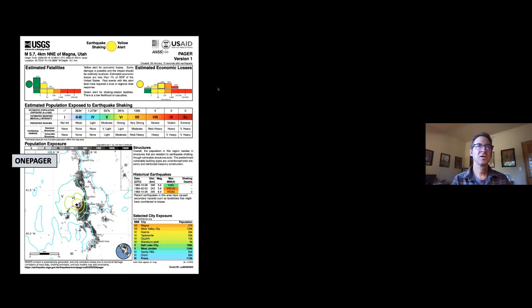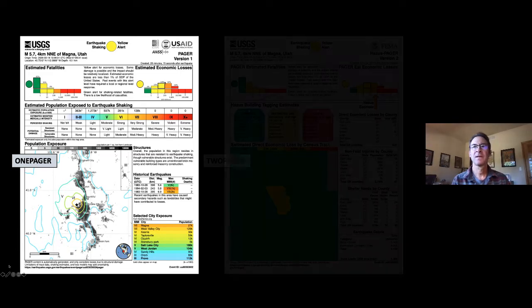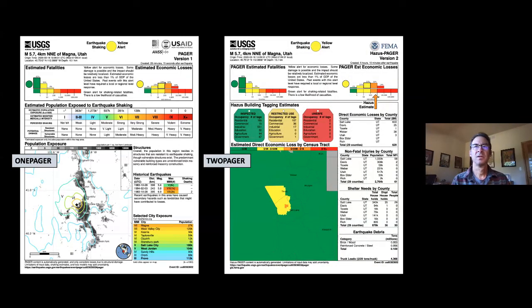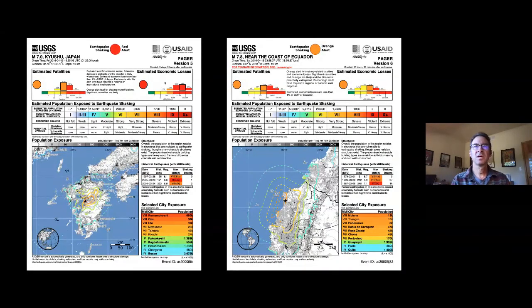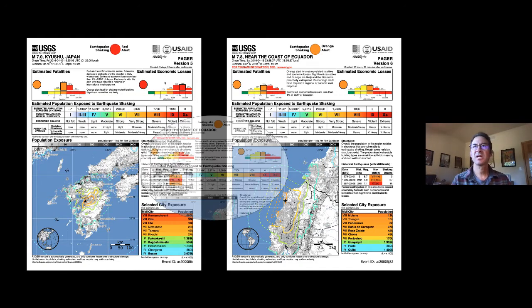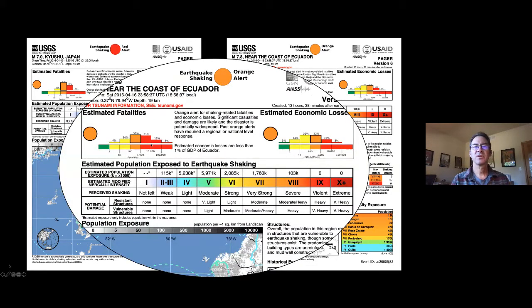So going back to that Utah earthquake, you can now see that these histograms give us an assessment of where the median value is, and also where the uncertainty is in terms of our economic and fatality estimates. For earthquakes around the globe, where there are more vulnerable structures and larger earthquakes, we can have very significant fatalities and economic losses. And this is the kind of report that we put out for Japan and Ecuador. And the information in here is very useful.